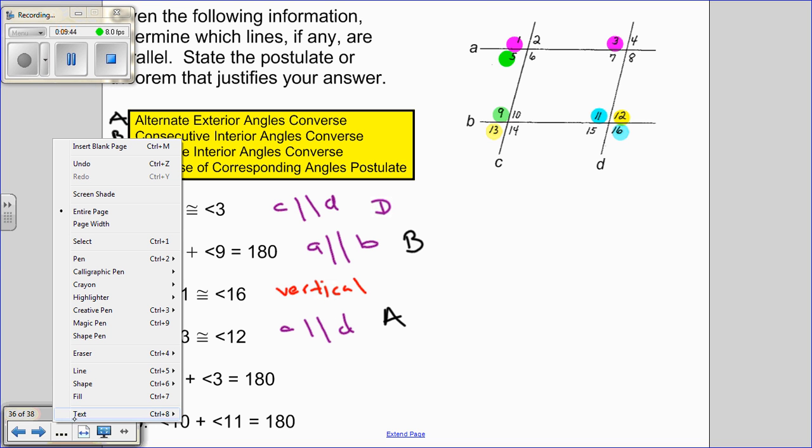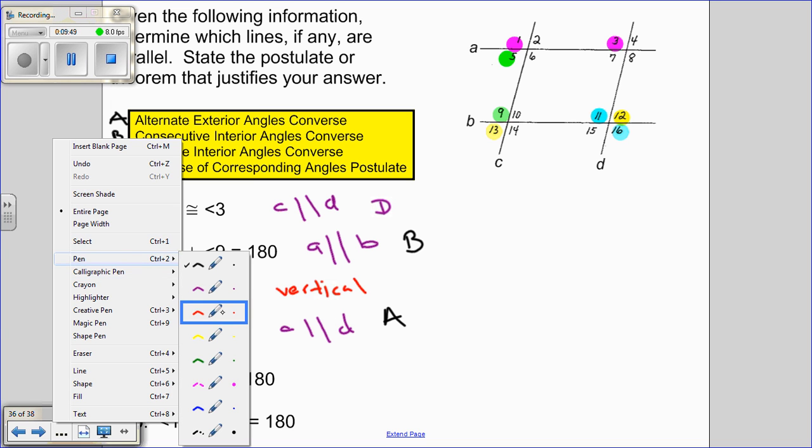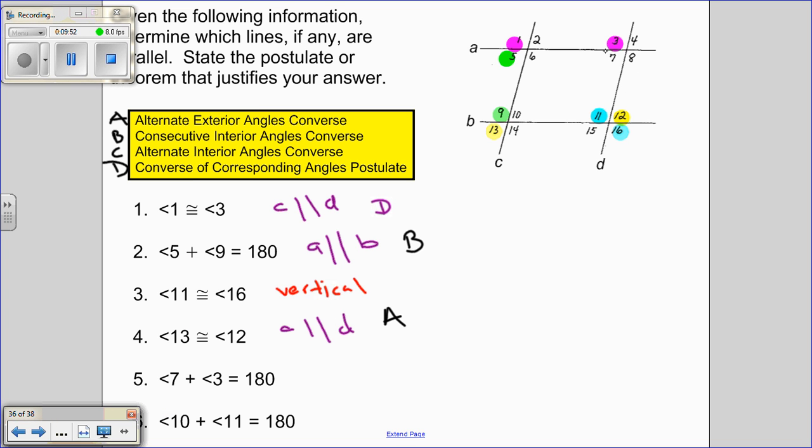Angle 7 and angle 3. I'm out of highlighter choices, so back to my pen tool. Angle 7 and angle 3 are a linear pair. So since it's a linear pair, it automatically is supplementary because they form a line. And again, it doesn't matter if the lines are parallel. Every linear pair is supplementary. So we don't have proof that A and B or C and D are parallel.